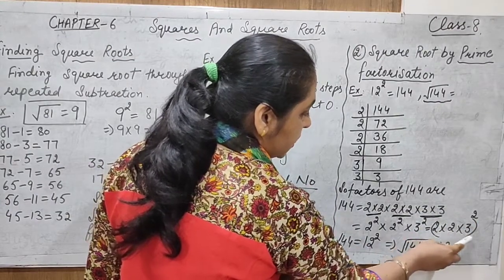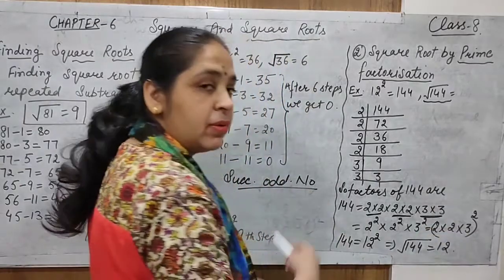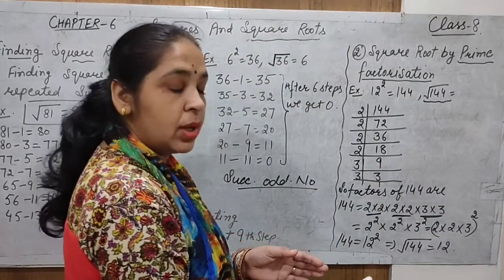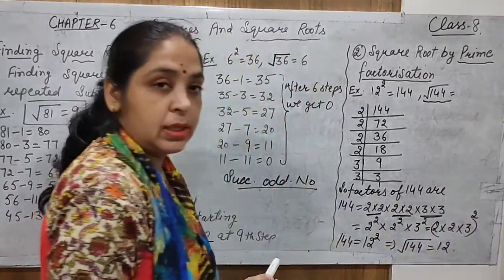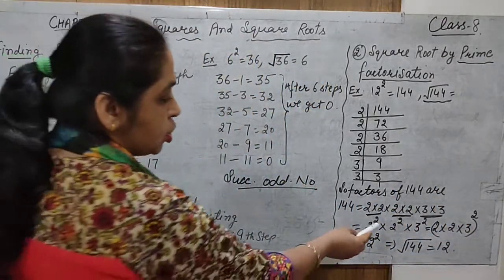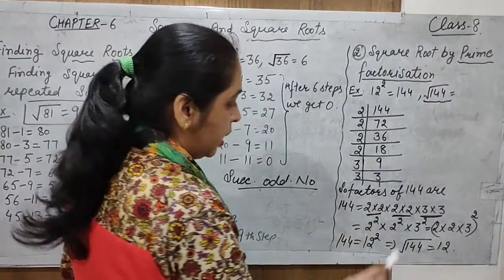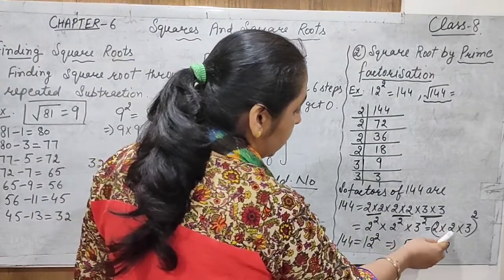2 square, 2 square, 3 square. We can compile the power and write it outside. Write these three inside a bracket and write the power on top. That is the same thing; these two terms are similar. Now 2 multiply 2 multiply 3.